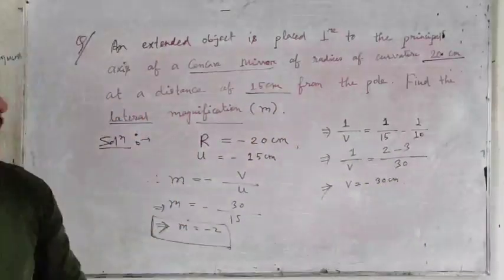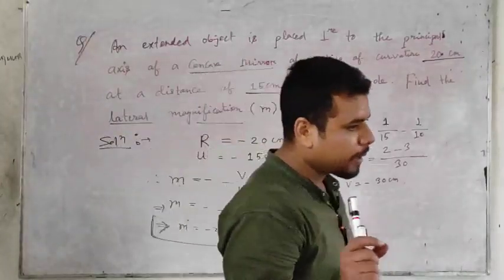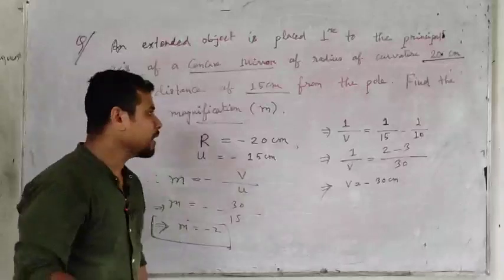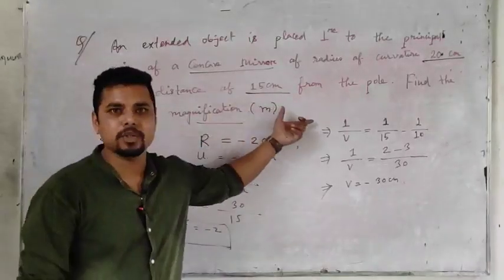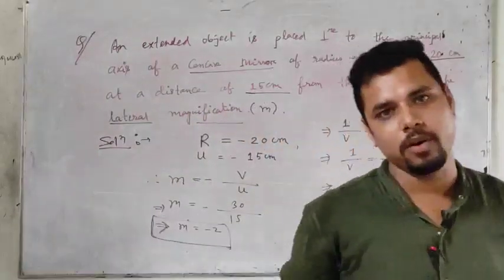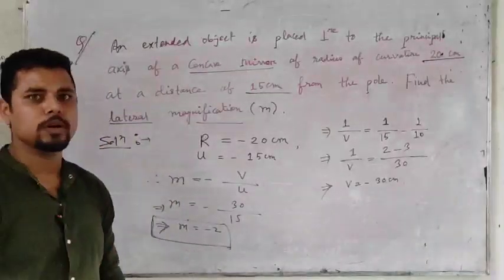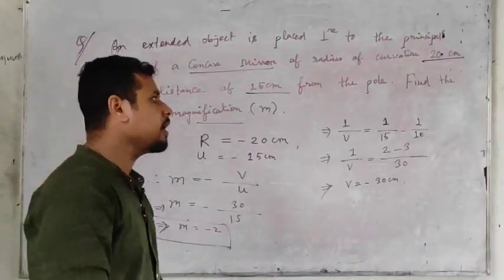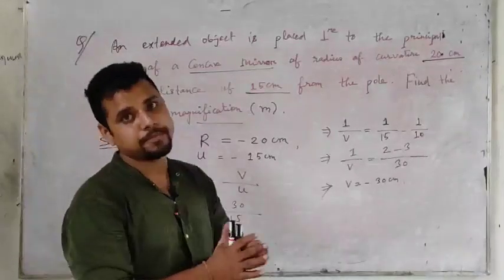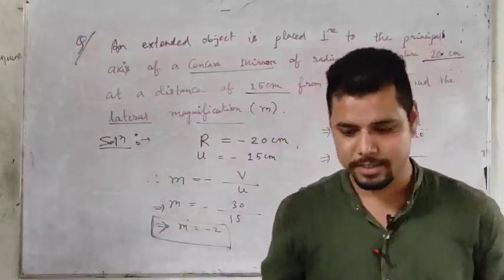Next, in a special class, we will do a class of numerical problems on the basis of magnification and the mirror equation. Because here we have only dealt with linear magnification. After that we will cover superficial magnification, or you can say longitudinal magnification. Here we found lateral magnification; what longitudinal or superficial magnification is, we will learn in the next class. Okay, so till then, read physics and imagine it. Okay.